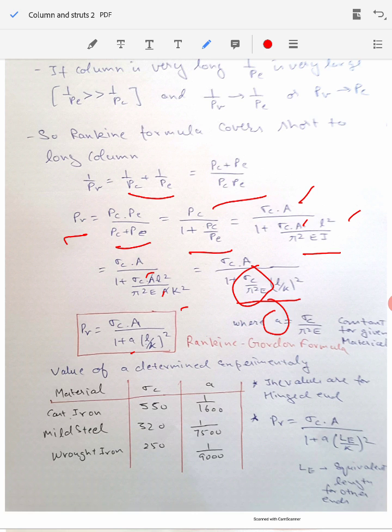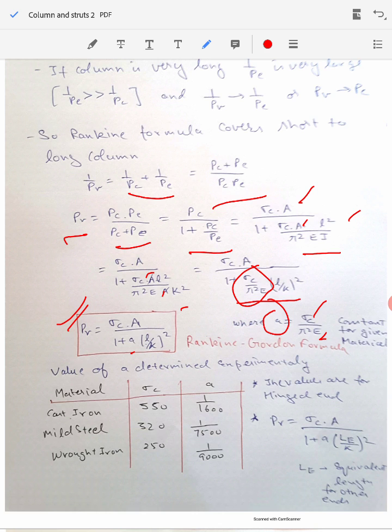So the formula for crippling load as per the Rankine's formula will be sigma C into A divided by 1 plus A into L by K whole square, where A is a constant for a given material because it is having the value of sigma C, the crushing stress value for the material, the Young's modulus value, and pi is of course constant. So the value of this A is determined experimentally for different materials.